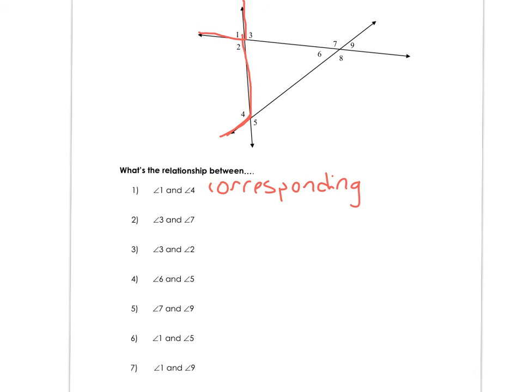So why don't you pause this and go ahead and do the rest of them. Okay. Angle 3 and angle 7. They make a C, and so they are going to be same side interior angles. Angle 3 and angle 2, well, I'm looking at those. I don't really need to trace them out. They're going to be vertical angles.